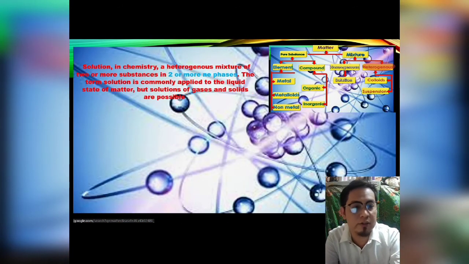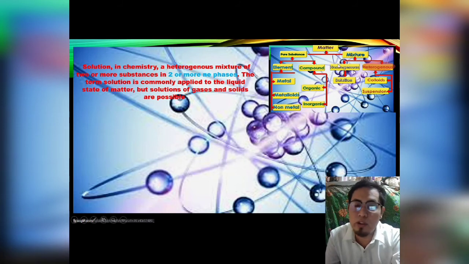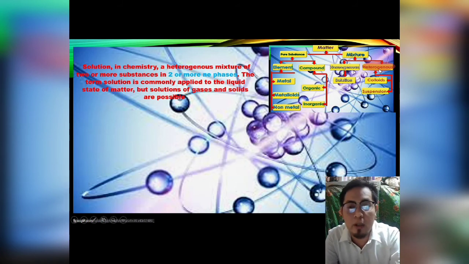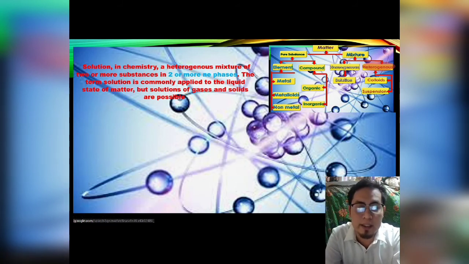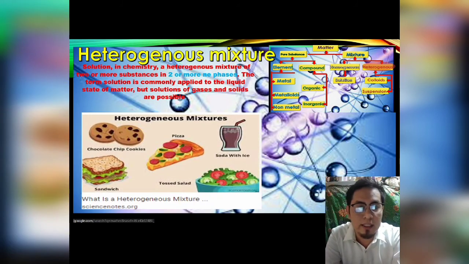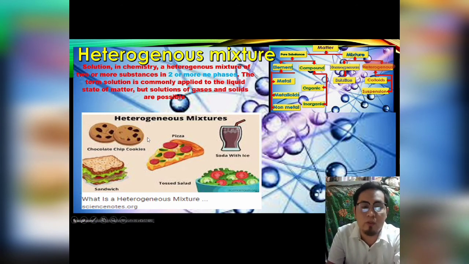Next is what you call heterogeneous. In chemistry, a heterogeneous mixture is two or more substances, or two or more phases. Okay? Homogeneous, one phase. Heterogeneous, two or more phases. Simply, we can see the other particles that are being mixed. Example of a heterogeneous mixture, for example, chocolate chip cookies.